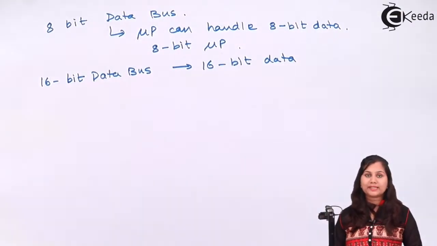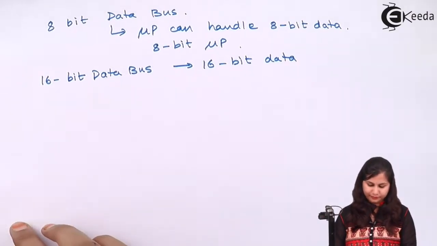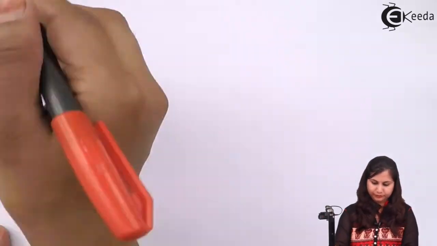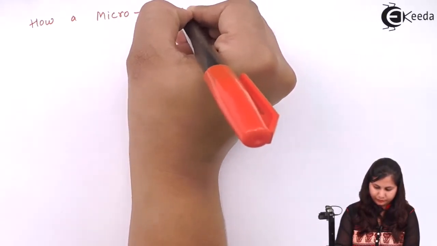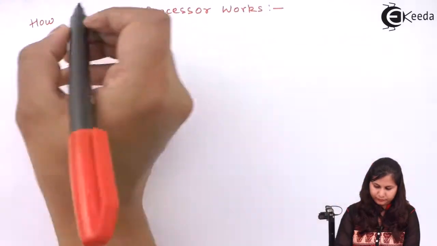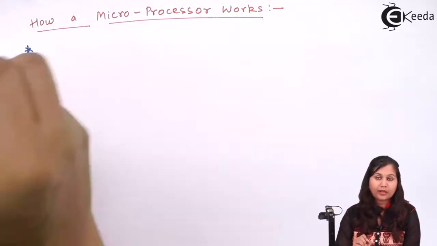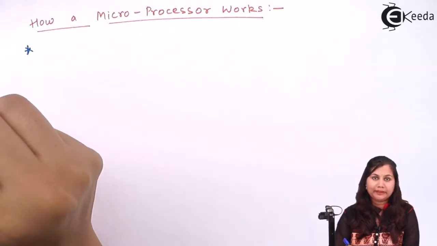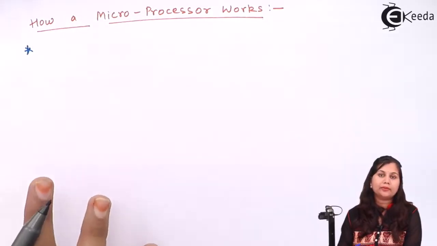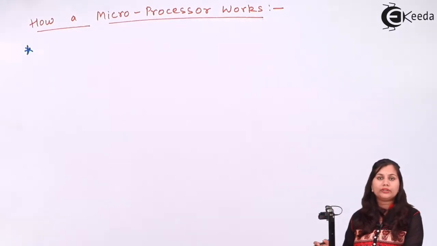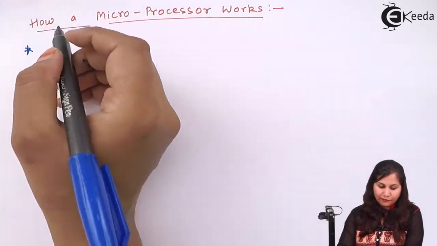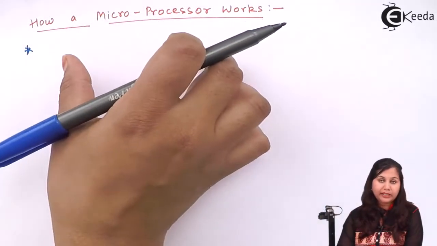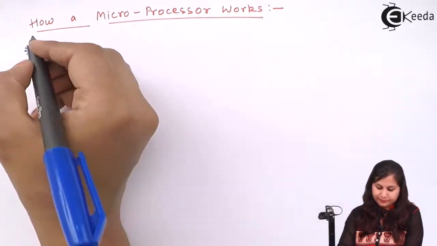So how does a microprocessor work? The microprocessor is a programmable device. We have programs, and in the programs we have the instructions, and according to those instructions the microprocessor performs various operations. So the first task of the microprocessor will be to read the instructions.